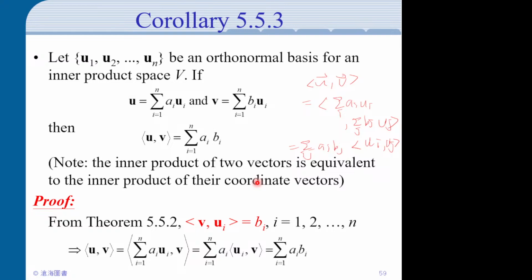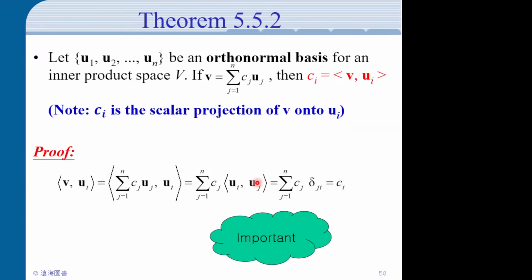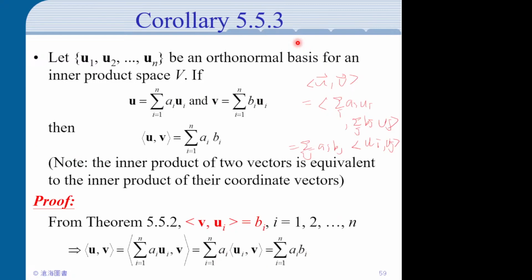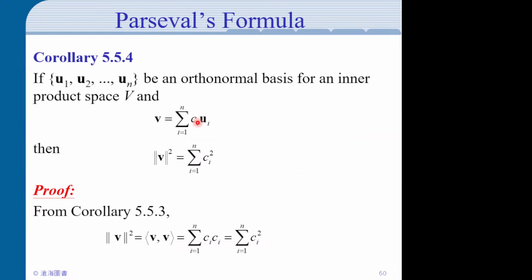So you can find the coordinates nicely. You just take the inner product of your vector with your orthonormal basis, and you can find the coordinate. And also, if you want to find the inner product of two vectors, you just take the inner product of those coordinates on your orthonormal basis. Okay? And this also means the norm squared is the coordinates squared added together.